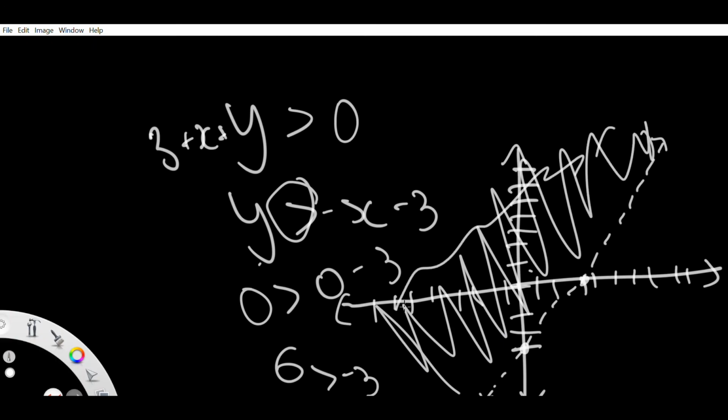So you can just shade it in like so. And any point around this area would be a solution. All of this area. However, if you took the point 0, 1, it would not work. So note, a dashed line means that no point on it is part of the solution, whereas with a solid line, any point on it is part of the solution.